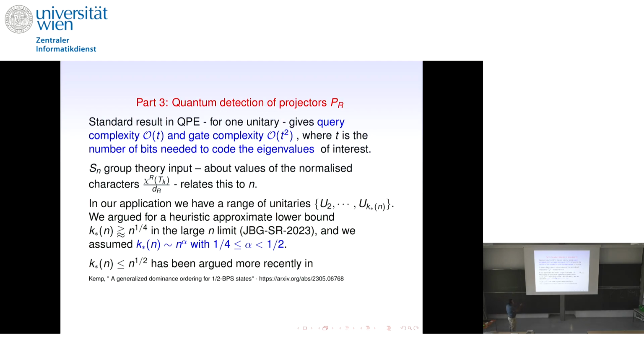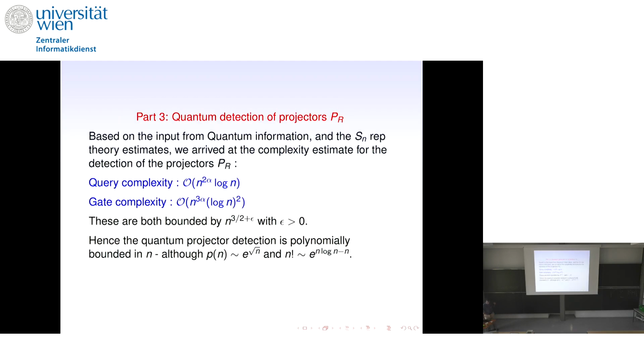And k ranges from 2 up to k star. And we gave an argument that k star of n scales in the large n limit like n to the alpha, where alpha is less than 1/2 and bigger than 1/4. The details of these estimates are in the paper. So basically some group theoretic estimates. We use the results from gate complexity and query complexity for quantum phase estimation, and some S_N group theory estimates.